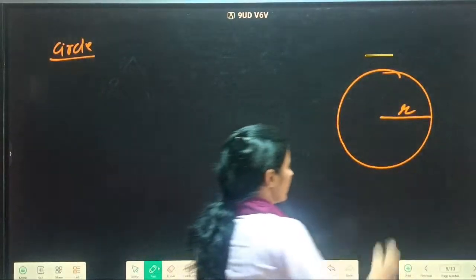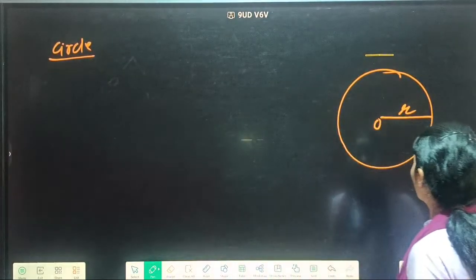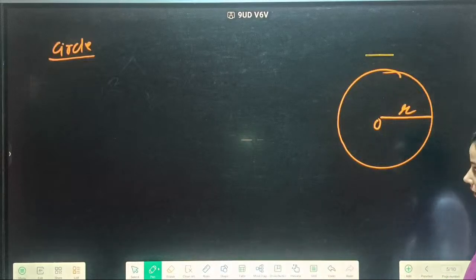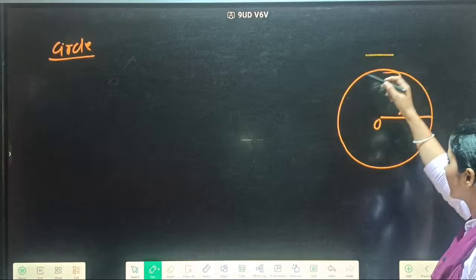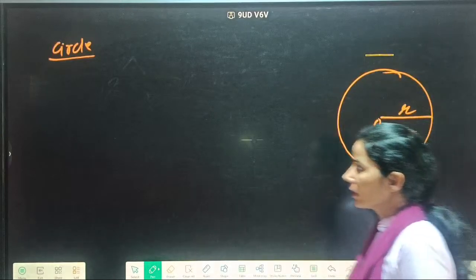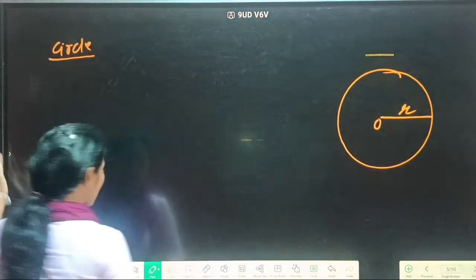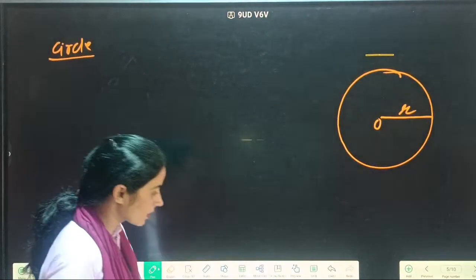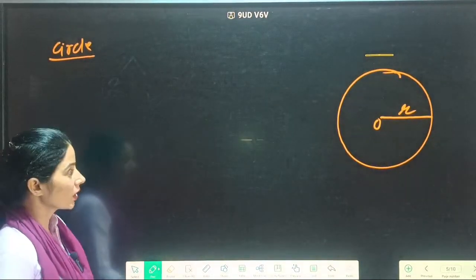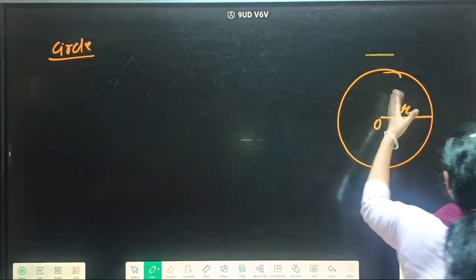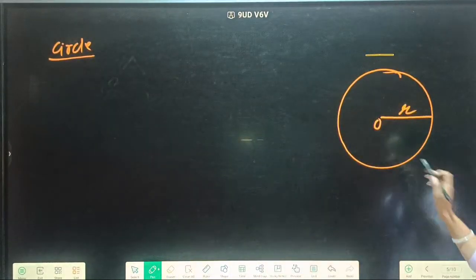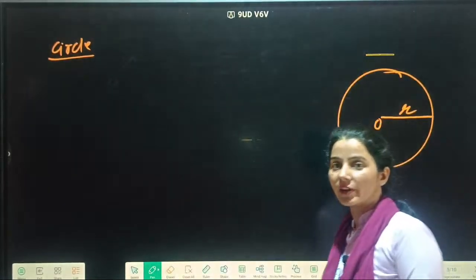Circle. Say center is O. This is a round figure. In a linear figure, where we are getting edges, like the edges of this board, we use the word perimeter. And this is a round figure, a circular figure. Then in place of perimeter, I will use circumference of circle.